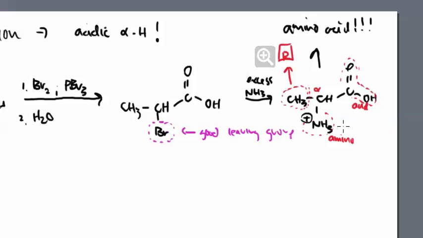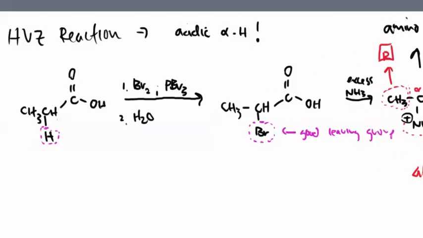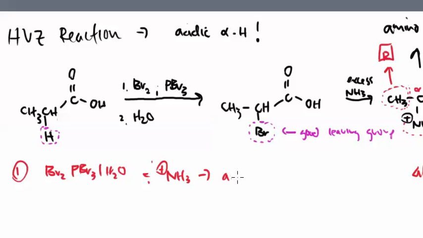So in this case, the amino acid that I have made is the one that has the R group of CH3, and that is alanine. Okay, so here's the take-home message of this whole HVZ reaction. Number one, you're going to add bromine and PBr3 with water, and you're going to then slam it with some ammonia, and this makes an amino acid for you. So that's what the HVZ, this particular kind of setup, will make. It will make an amino acid.